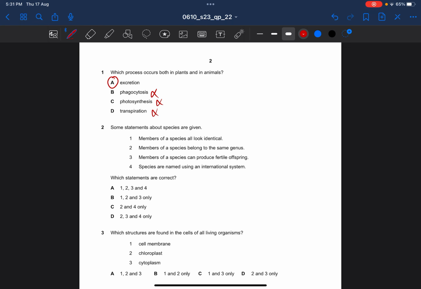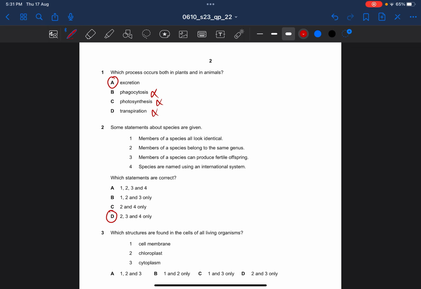Question 2. Some statements about species are given. 1. Members of a species all look identical. 2. Members of a species belong to the same genus. 3. Members of a species can produce fertile offspring. And 4. Species are named using an international system. So which statements are correct? The answer is D.